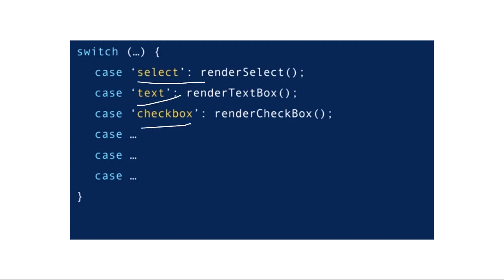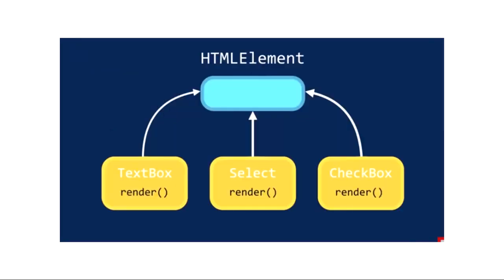Select switch case लिखोगे, उसके लिए render. You will write the switch case for text, उसके लिए render. You will write the checkbox, उसके लिए render. Right? Now, what you can do with the help of polymorphism, you can just vary these arguments inside it, and the same code you can use for all these three modules or classes.